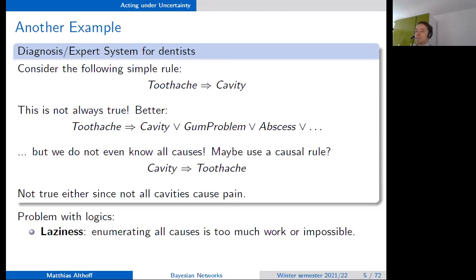So what other problems do we have if you use, for some applications, standard logics? And again, it always depends on the application. Sometimes logics is the best way to go forward. Sometimes probabilistic methods are the best way.